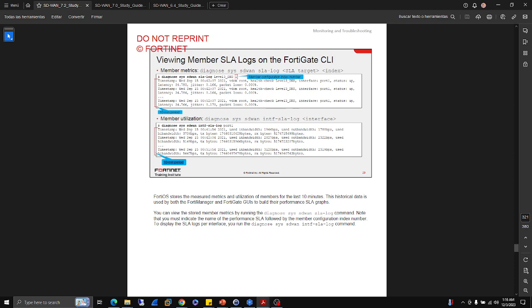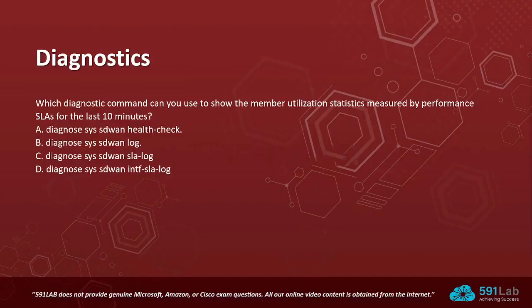So if we go back to our question, it says it is about the last 10 minutes, and we can choose the last one as it is the best option for us.